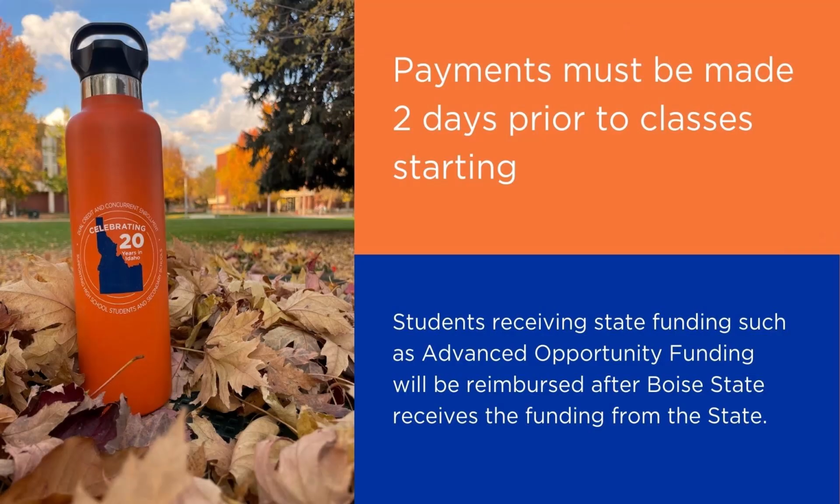You will need to pay your tuition and any fees in full 2 days prior to the start of your class, or you may be subject to a late fee. Students receiving state funding through advanced opportunities will be reimbursed following Boise State receiving the funding from the state.